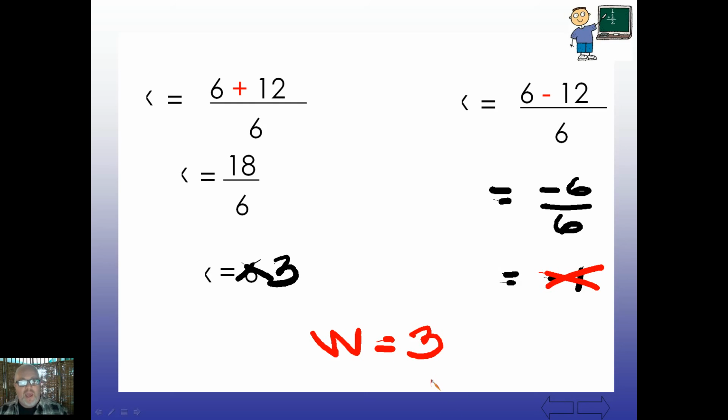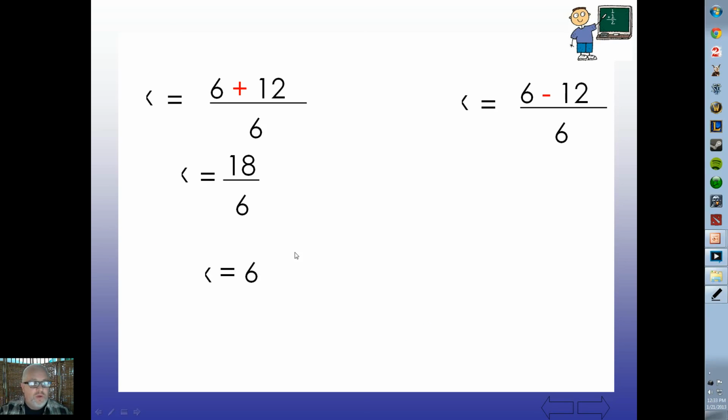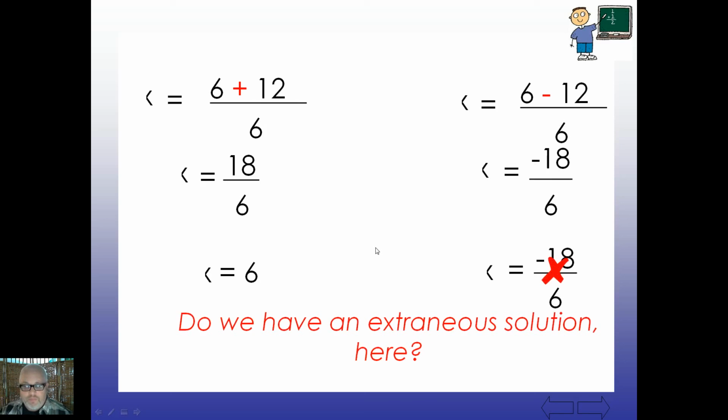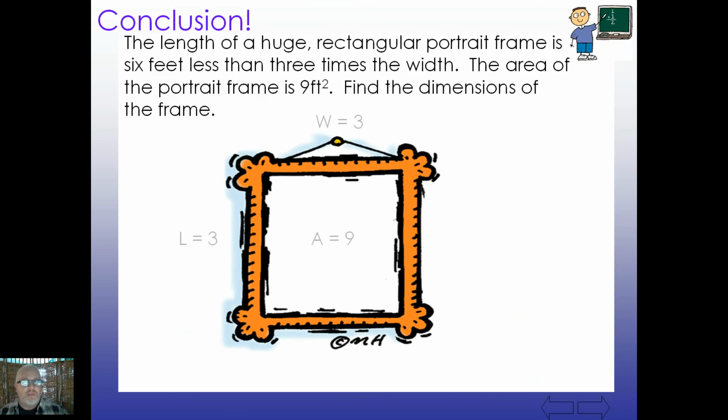All right, let's take that and plug it back into what we know. Anyway, if the width is 3, then the length has to be 3. And how do we know that? Well, we know that the area was 9. So if the width is 3, then the length is 3. Or you can plug it back in and say 6 feet less than 3 times the width and get the same result. All right, very good. So it looks like we have a square portrait frame there, doesn't it?